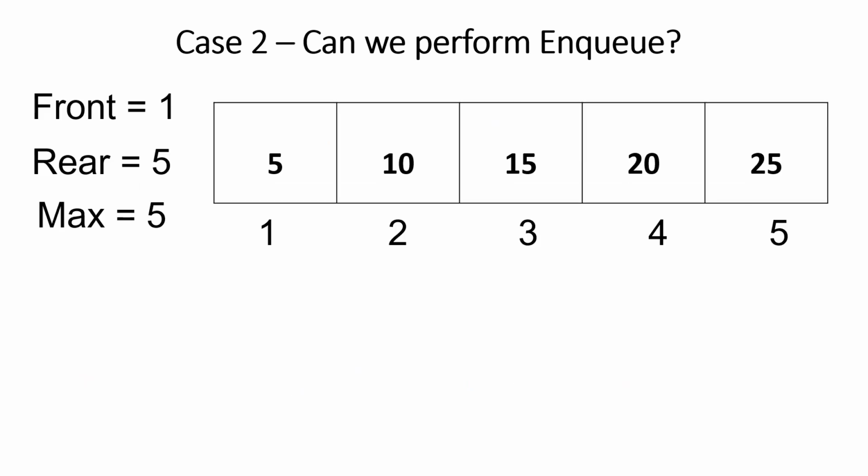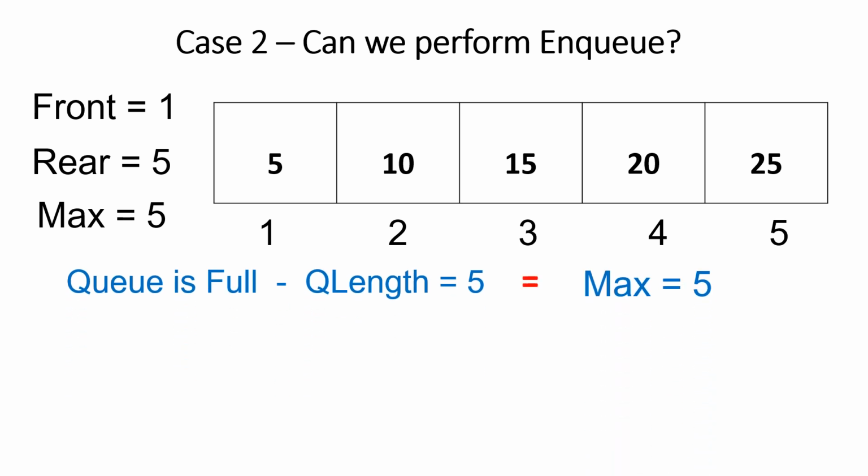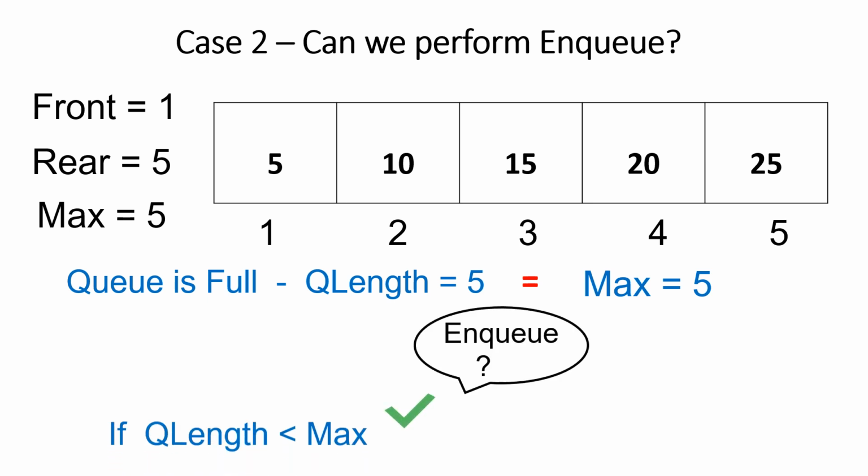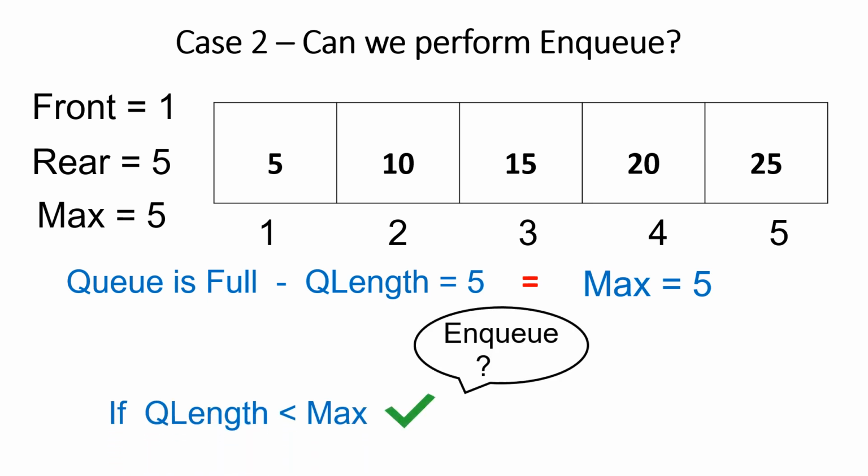Look at this queue. This is full because queue length is 5, which is equal to the max size. This means we cannot add new element to the queue. So the logic is, if queue length is less than max, then only we can perform enqueue. Otherwise it is full and no space to insert an element.